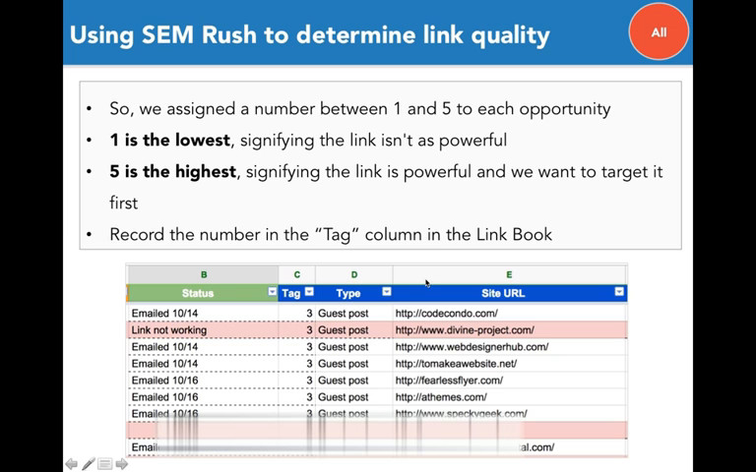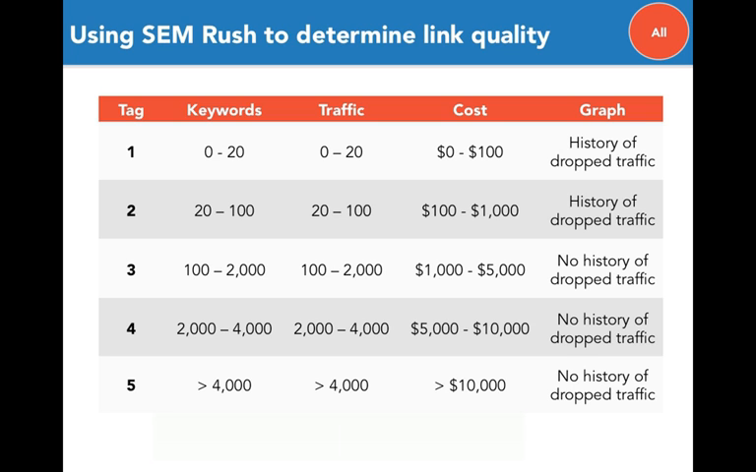So basically what we do is we assign a tag between 1 and 5. 1 is the lowest, which signifies the link is not as powerful. 5 is the highest, which signifies the link is powerful, and we want to target it first, okay? So again, 1 is the lowest, 5 is the highest, and those numbers are determined based on the link quality from what we see in SEMrush. Now let me show you how to determine that real quick.